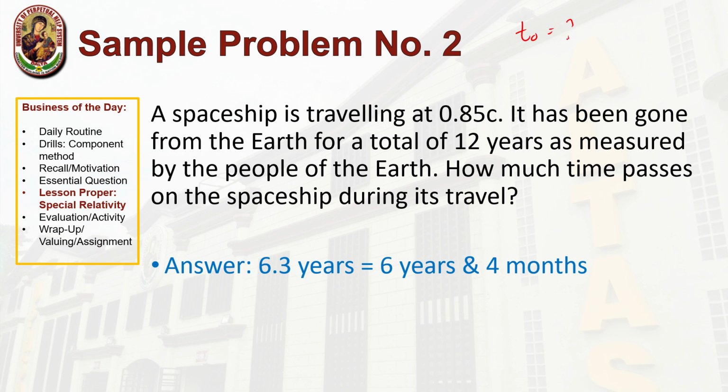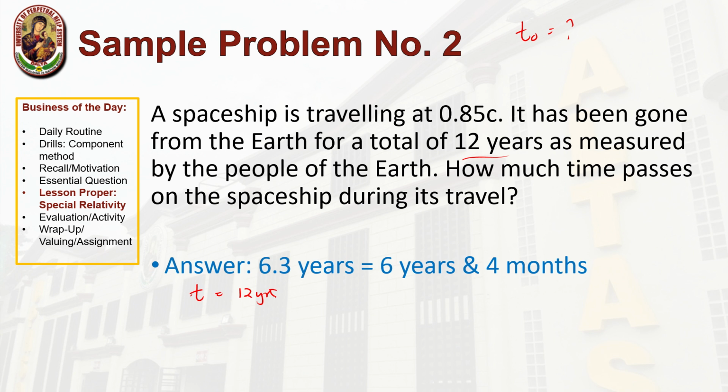Yung mga nakasakay dun sa spaceship, pag sila yung tanong mo, gaano na ba sila katagal na wala? Okay? Or nag-travel in the outer space. Kasi ang recorded na oras ng mga tao dun sa Earth, who are at rest on Earth, is 12 years. So, ano ba yung ating given? So, ang given natin is the time recorded by the frame at rest, 'di ba? Yung Earth, people on Earth, 12 years.